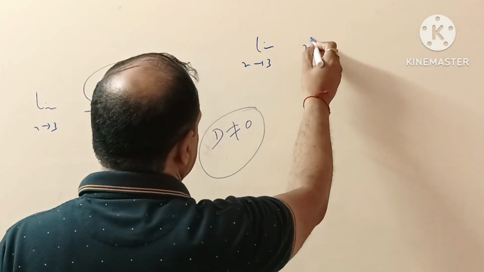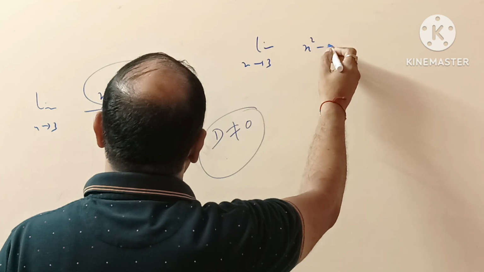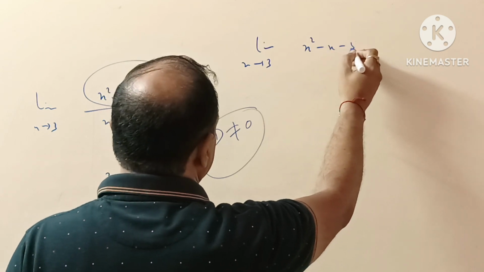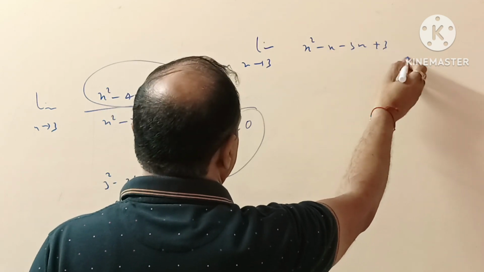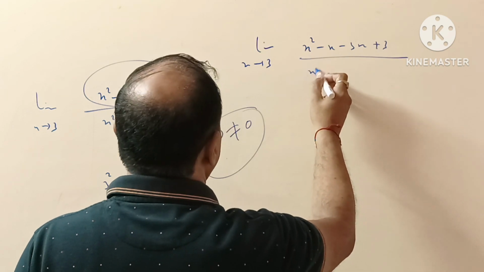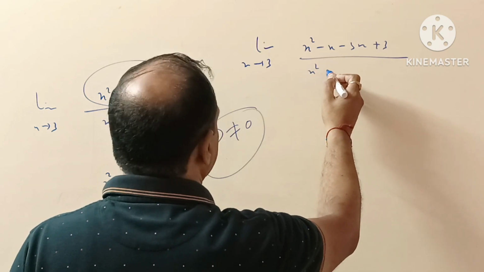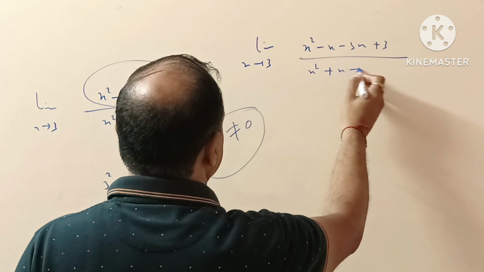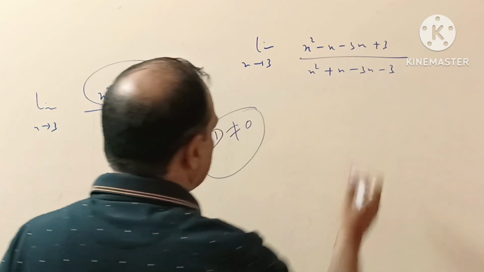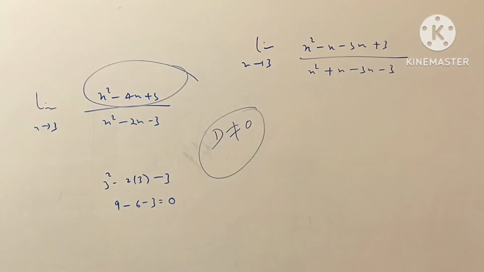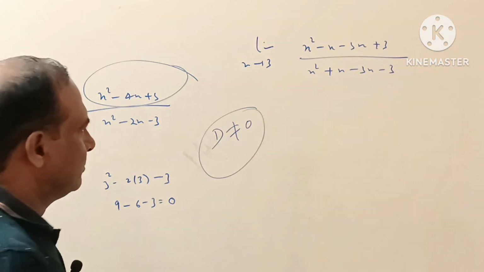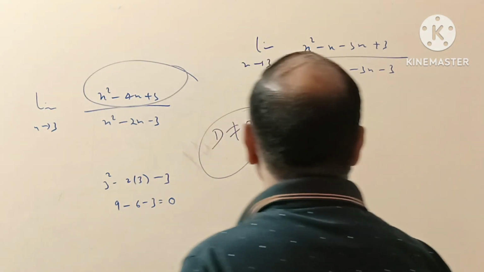I am doing it. This is x square minus x minus 3x plus 3, and in the denominator I will be having x square plus x minus 3x and minus 3. Okay, you can easily do the middle term split method.